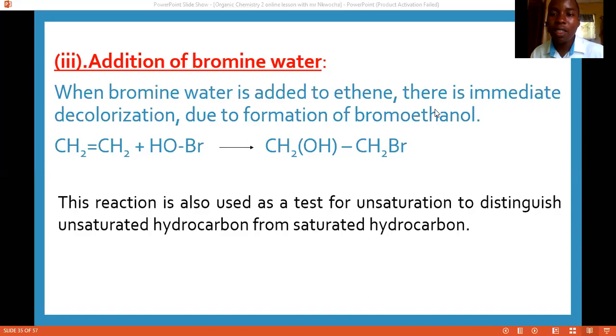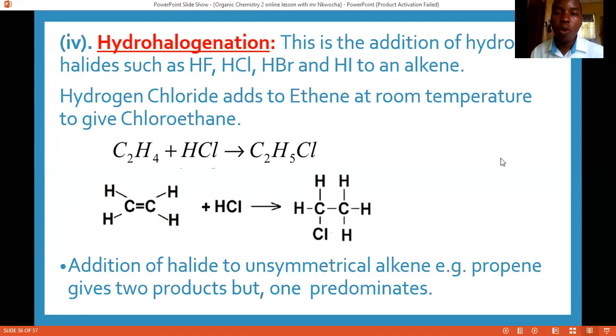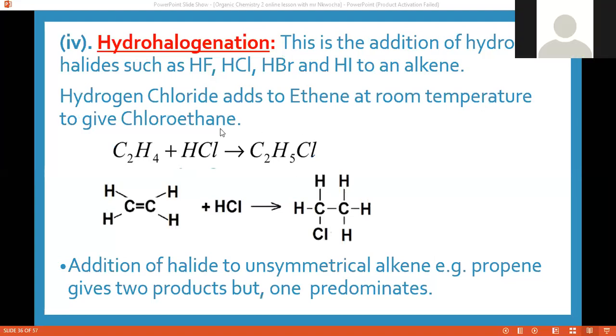So you see, it decolorizes the reddish-brown color of bromine water. Okay, then I have another one: hydrogenation, addition of the hydrogen halide. Yes, this one usually comes as an objective aspect of chemistry questions.